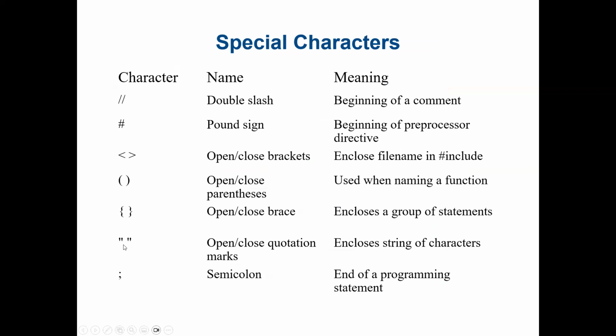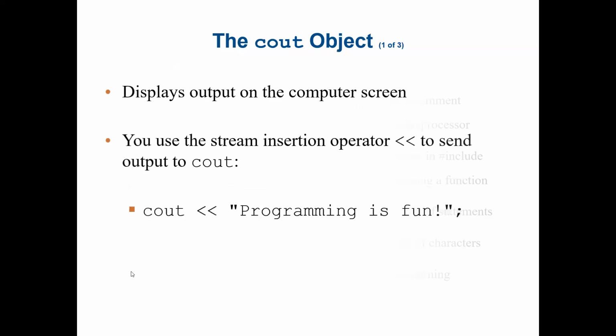Then we have the double quotation, open and close. This, as we said earlier, encloses a string of characters. We can also have an empty string, which is what we have here, or one symbol, one digit. For example, if I have a digit, let's say number 9, and it's in double quotation, then it's a string. If it's not in a double quotation, then it's not a string, it's a value. Then also we have a semicolon, which is always the end of a program statement. In C++, we always have to end with a semicolon.